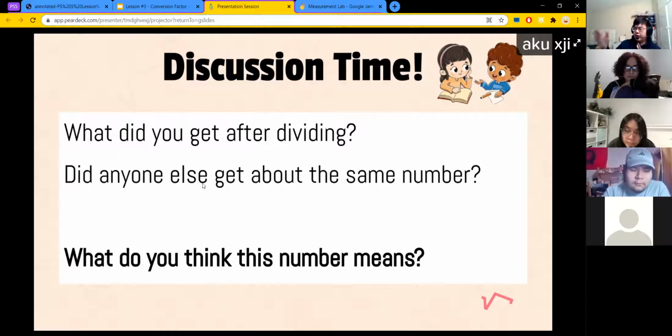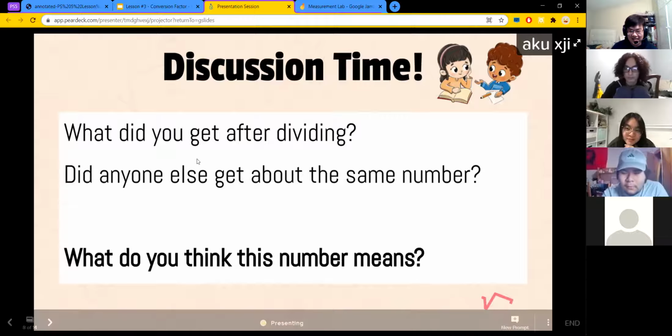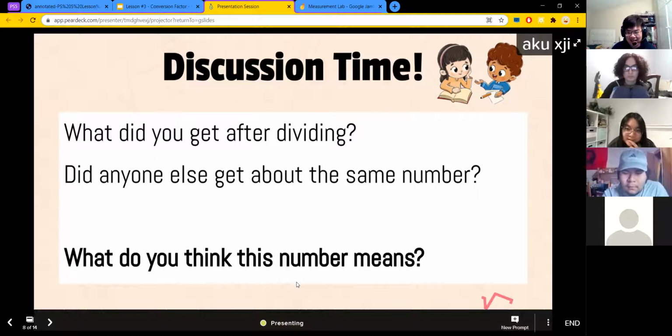Why did we get the same number? If we get the same number, does that mean it's important? What do you think this number means? You don't have to just guess if you want to. It is just a means of converting units, so that for just one object, you can get different units for it. It's just the same size.